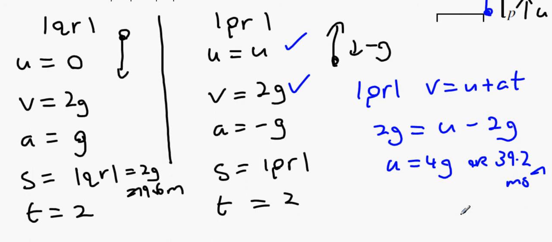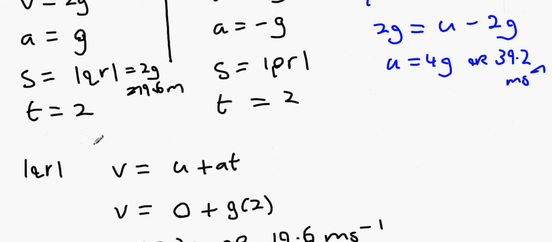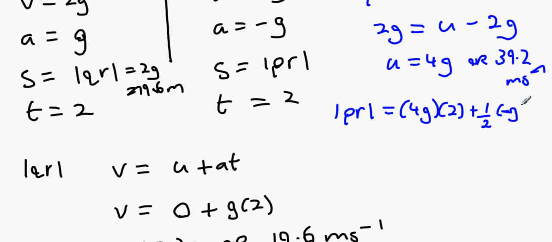Now, the next thing we have to do is find the distance of PR. So to find the distance, or the length PR, PR equals UT plus a half AT squared. So it's going to be 4g for U, times T, which is 2, plus a half AT squared. So that's going to be plus a half times minus g times T squared, being 2 squared.